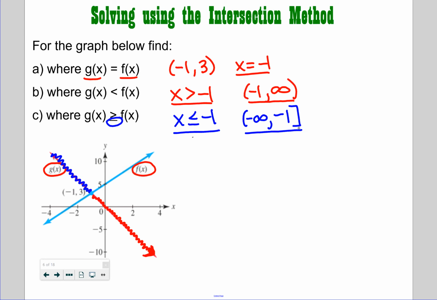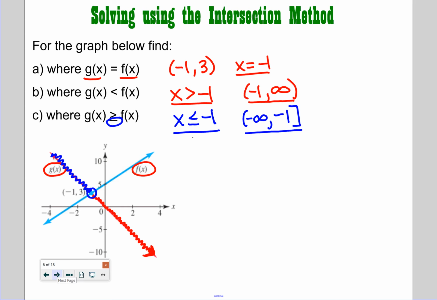So you'll notice in all three of these, there's a key point that we're using to jump off of. That intersection point we find first, negative 1, and then on one half of the graph, one function is below the other, and on the other half of the graph, that function is above the other.